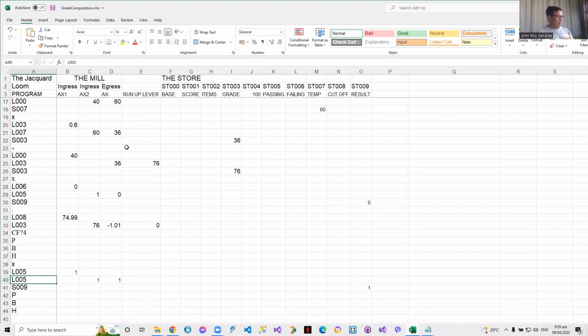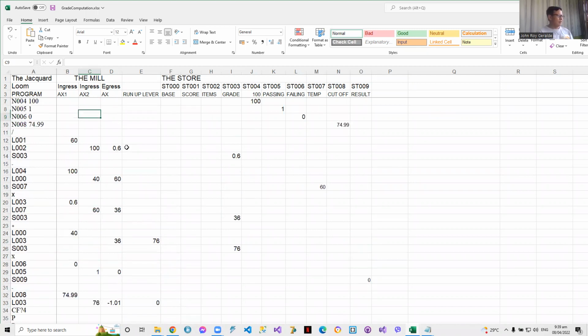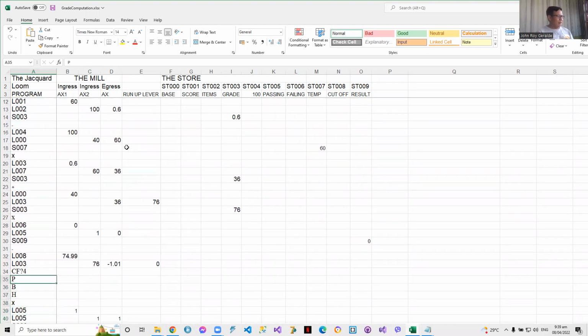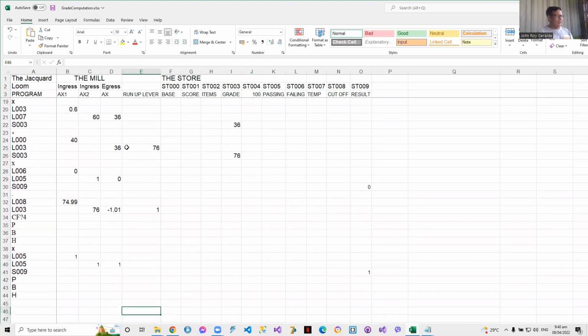Here's how it is. We load 74.99, which is our cutoff. We subtract the grade. It's 1.01. Now in here, the run-up lever will be 1. I'm sorry, no, it's 0. That will be 1. Okay.